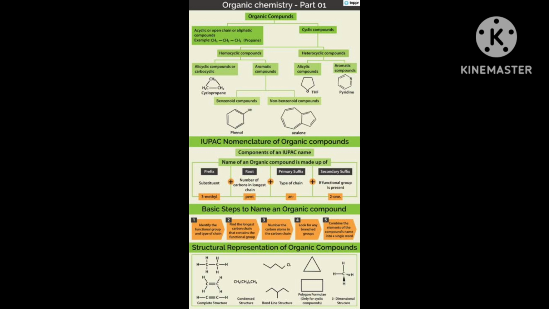will be a single bond. Okay, the characteristic is that in naphthalene two rings are attached, and in anthracene 3 rings will be attached. Okay, and what is the characteristic?